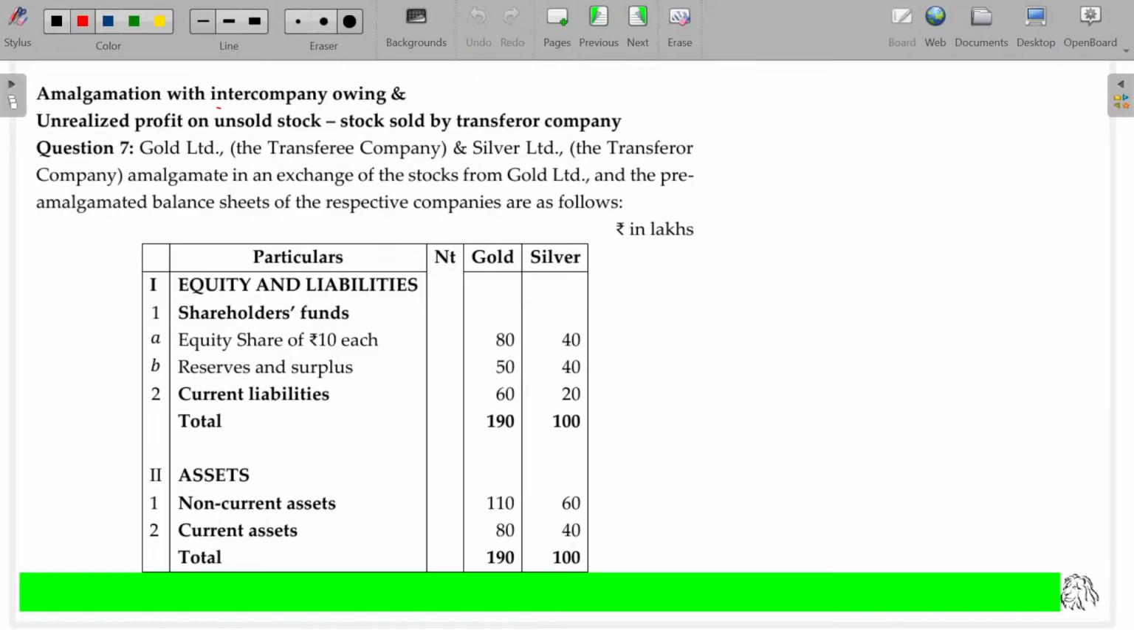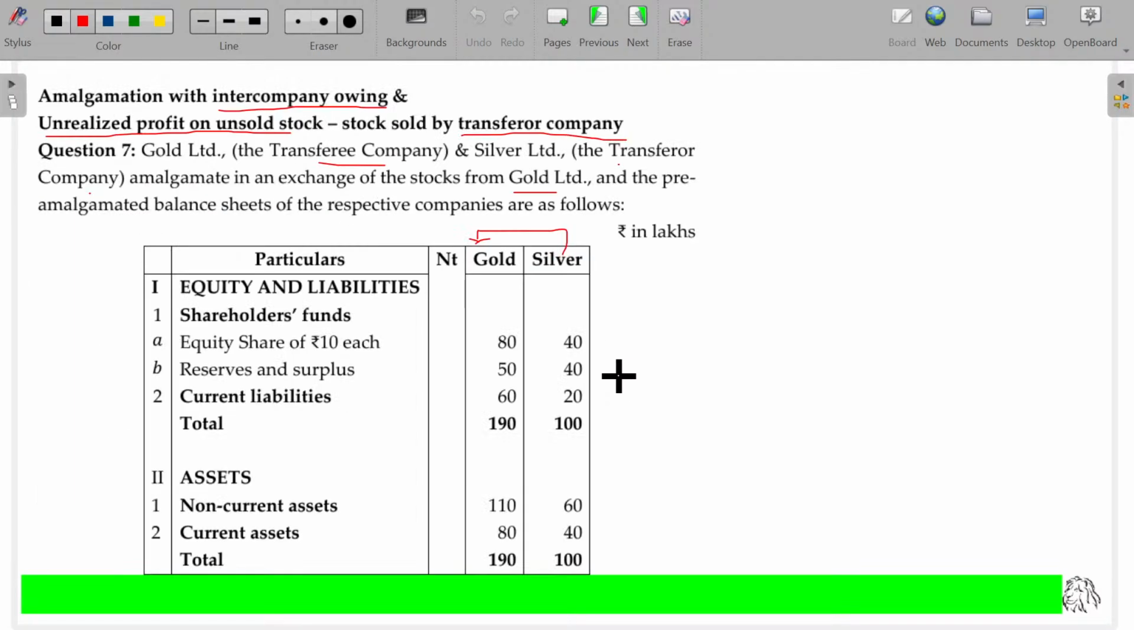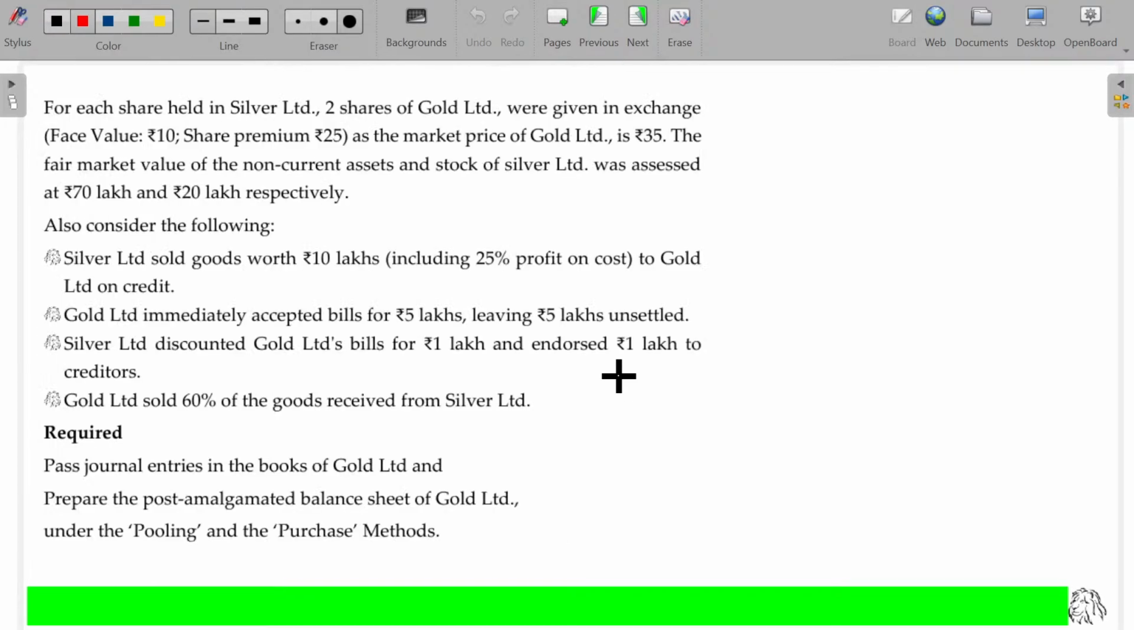Amalgamation with intercompany owing as well as unrealized profit on unsold stock, where stock sold by transferor company. Gold Limited, transferee company, and Silver Limited being the transferor company, amalgamate in exchange of the stocks from Gold Limited. So Silver is now merged with Gold, and for that stocks are offered. And the pre-amalgamated balance sheet of the respective companies are as follows. And the balance sheet items are given in notes to accounts also.